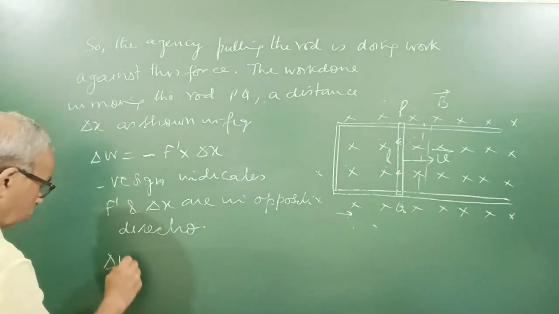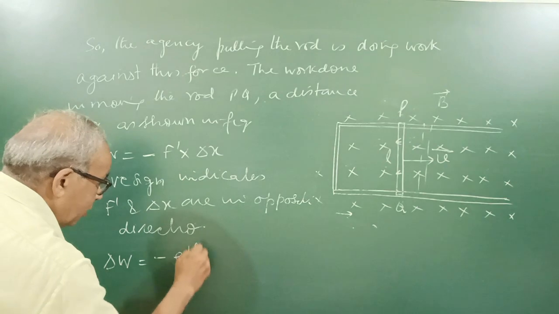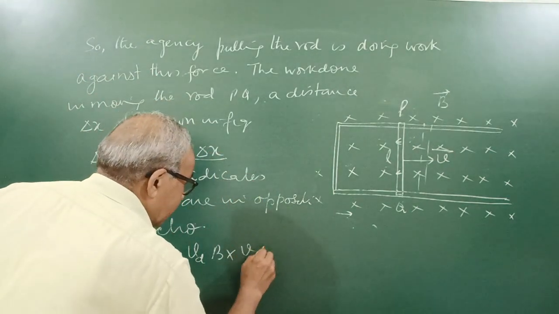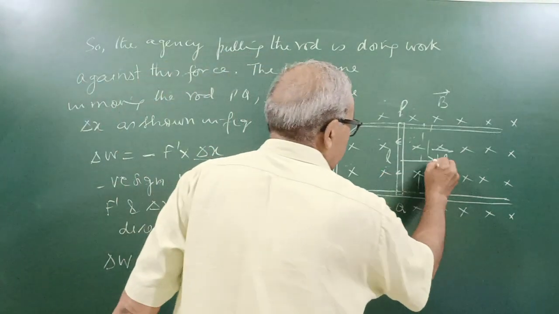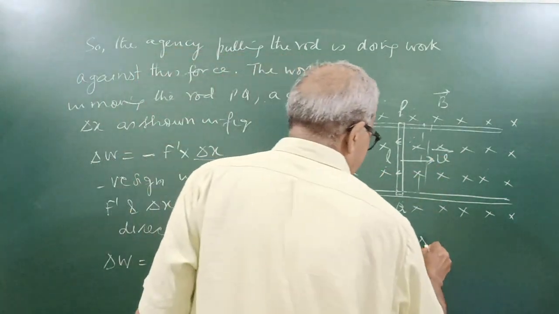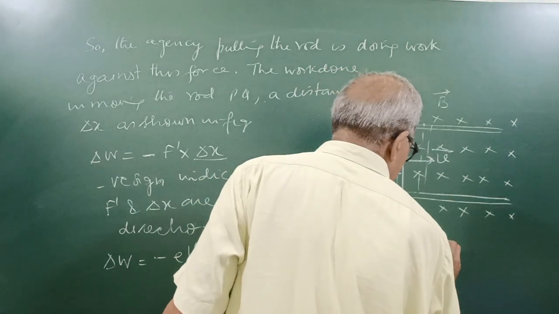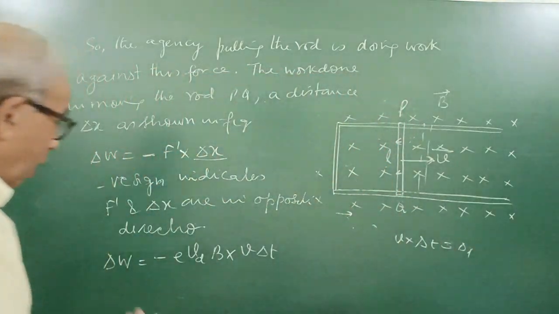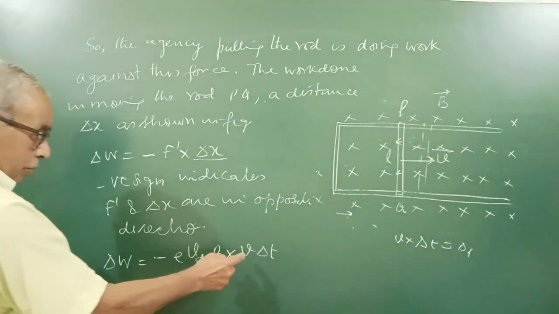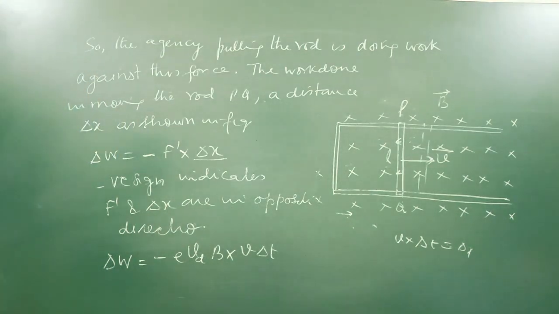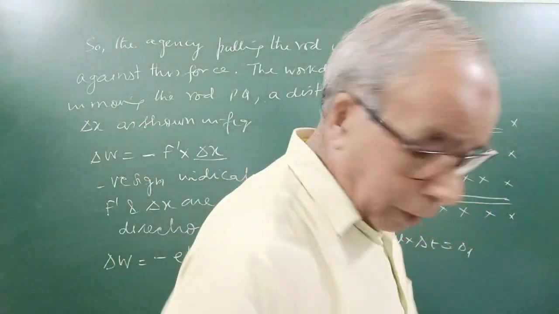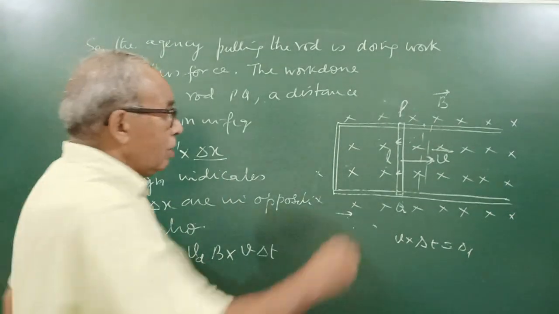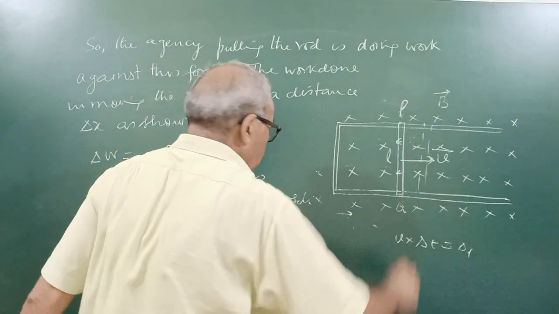So delta W is equal to minus EVdB into delta x, which is V delta t. Because the rod is moving this way, in time interval delta t it will move distance V delta t equal to delta x. Now you are looking at two velocities. This velocity v is the velocity of the rod, with which electrons are also moving from left to right. Vd is the drift velocity, electron moving from P to Q.